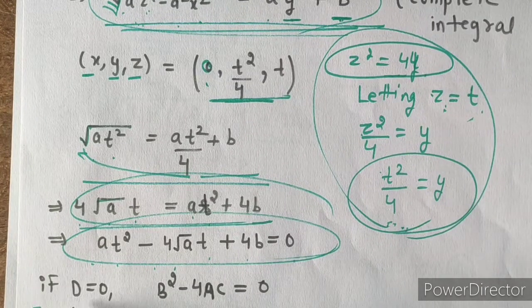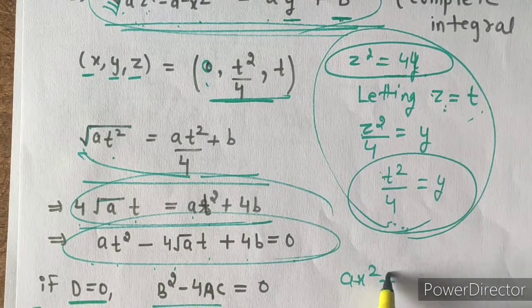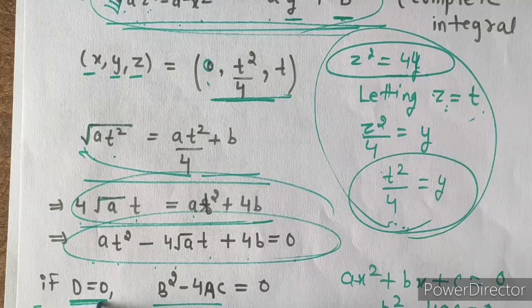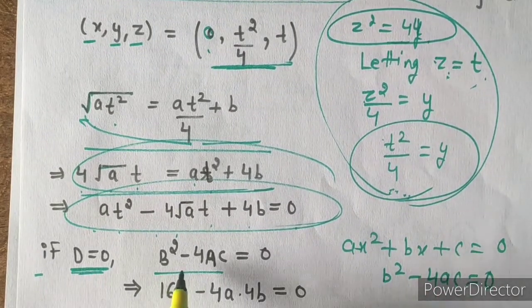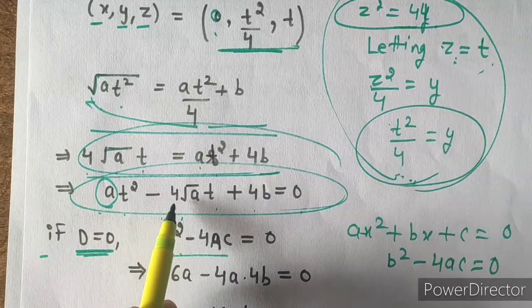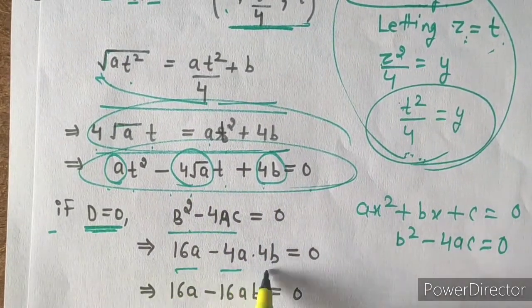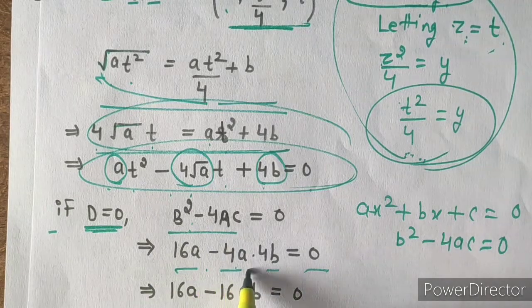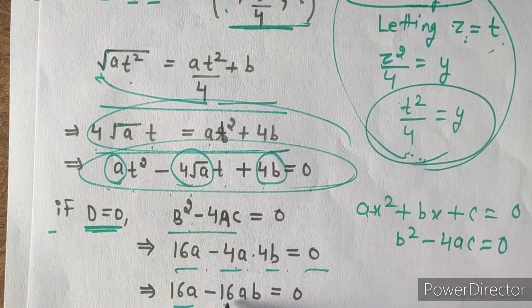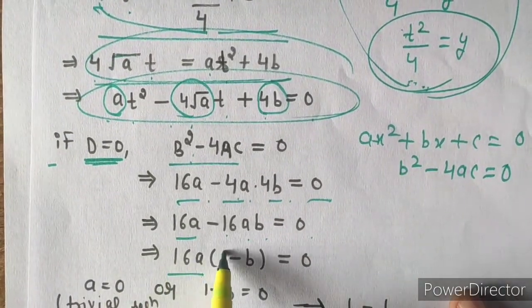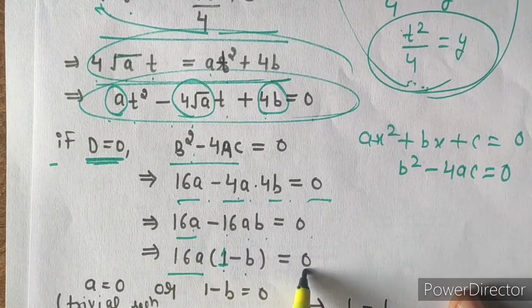The case arises when the discriminant is 0. Comparing the equation with ax square plus bx plus c equal to 0, the discriminant is b square minus 4ac equal to 0. This is the A, this is the B, and this is the C. Then B square minus 4AC is equal to 0. That means 16A minus 4A into 4B equal to 0, so 16A minus 16AB equal to 0. Taking 16A common, inside the bracket we get 1 minus B equal to 0.